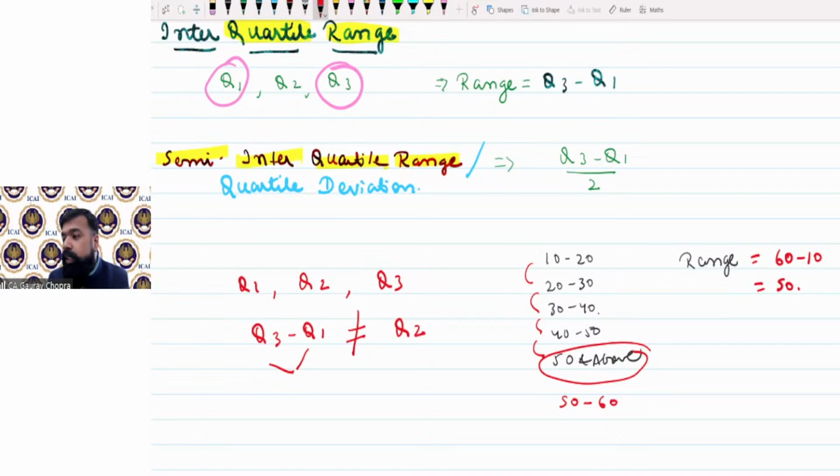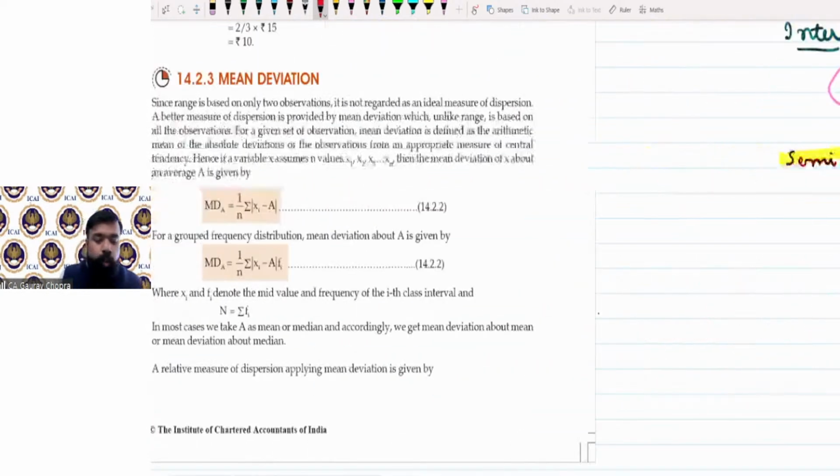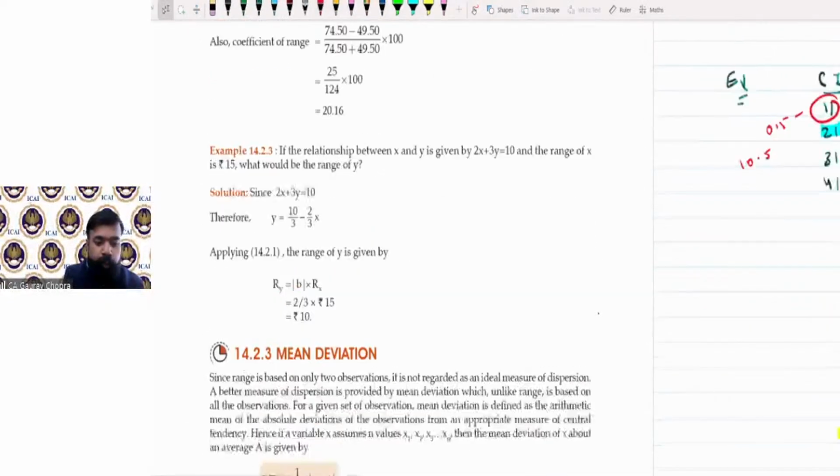Okay, so Manish says all clear, crystal clear. Samina says all clear. Then, okay, so let's see some questions from the module also.